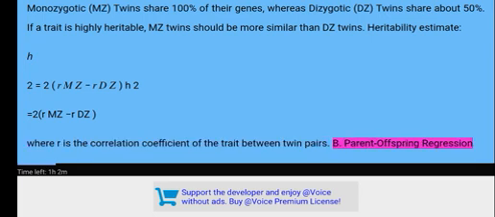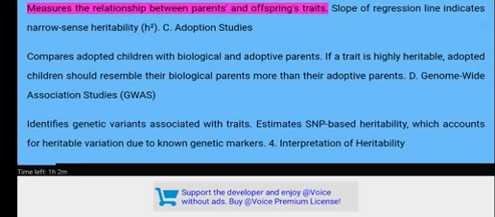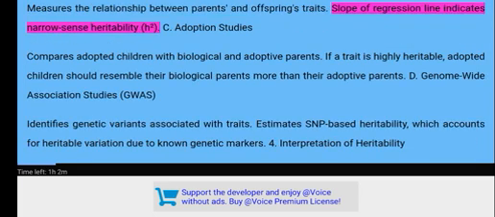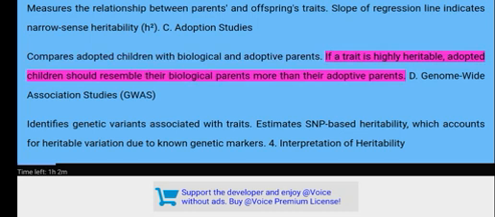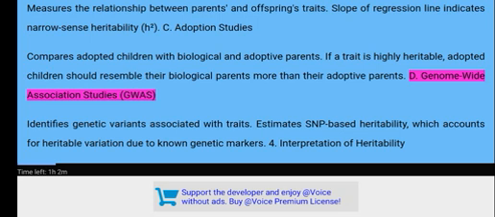B. Parent-offspring regression. Measures the relationship between parents' and offspring's traits. The slope of the regression line indicates narrow sense heritability, h squared. C. Adoption studies. Compares adopted children with biological and adoptive parents. If a trait is highly heritable, adopted children should resemble their biological parents more than their adoptive parents. D. Genome-wide association studies, GWAS. Identifies genetic variants associated with traits.